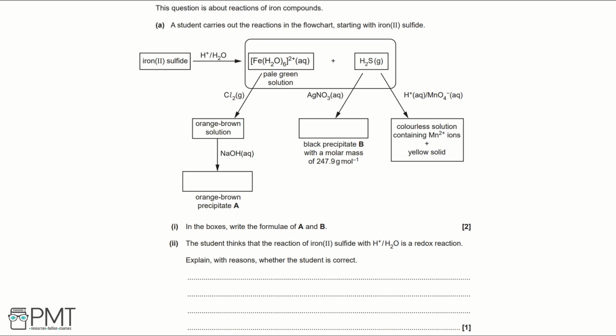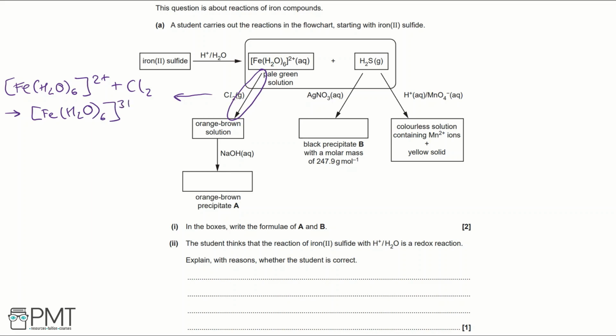Firstly, let's write our reaction for this part of the flowchart, where our pale green solution is reacted with chlorine. So what we're going to have is [Fe(H2O)6]2+ plus Cl2, and that's going to produce [Fe(H2O)6]3+ plus 2Cl minus. Now we need to balance the equation by having a 2 and a 2. So what we've done is we have oxidized our iron.